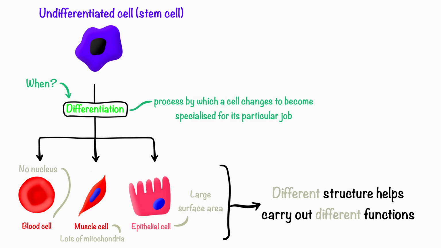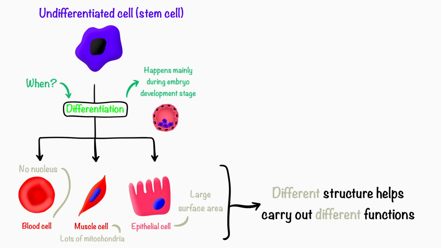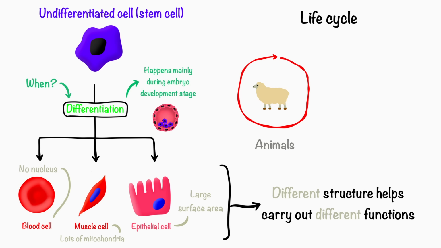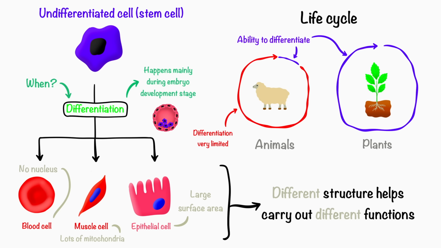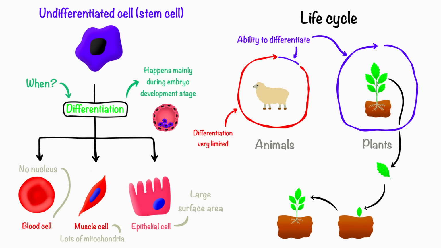When does differentiation occur? For most organisms, it happens during development. In most animal cells, the ability to differentiate is lost at an early stage. After they become specialized, they can't change into a different type of cell. However, plant cells are different. This is why plants can often regenerate entire structures from just a small cutting.